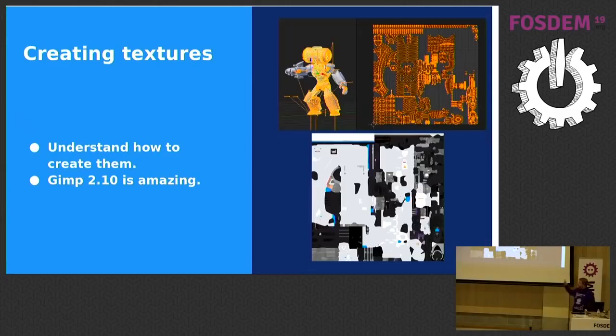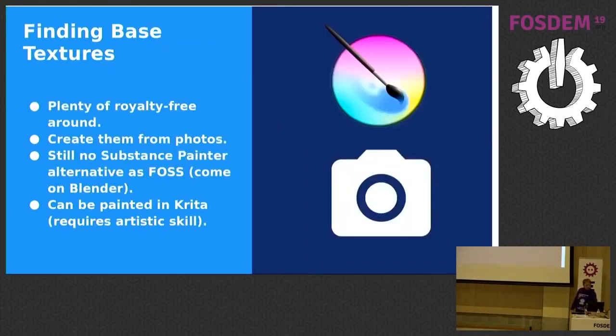By the way, the new Gimp 2.10 is fantastic. It's really, really good. I will show you a bit later why. And then you can find base textures somehow. There are many royalty-free textures around. You can find them on the internet. People just like taking pictures of things just to make textures. You can create them from photos. This is what I will explain later.